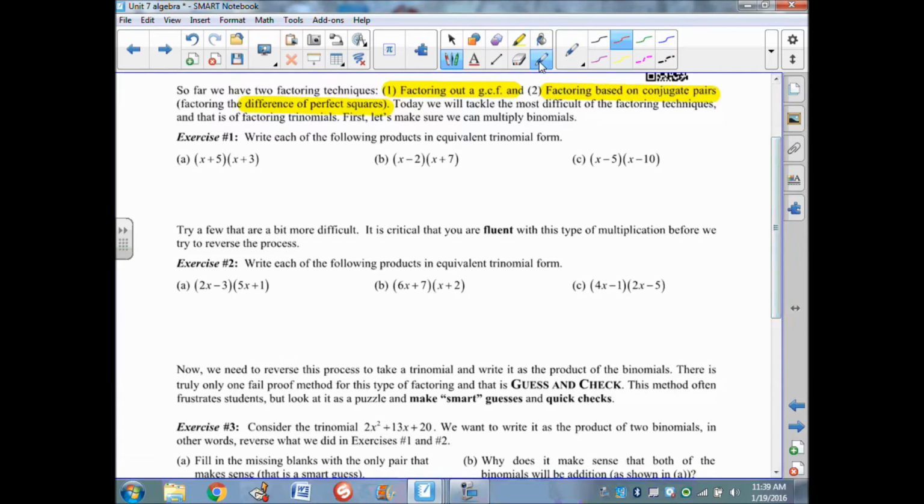In order to be very fluent or really quick with factoring, we need to be able to multiply quickly. We need to be able to do the reverse of it. Let's take a look at letter B and multiply that. So x squared plus 7x, we're just double distributing, minus 2x minus 14. We're combining those 2 linear terms in the middle, plus 5x minus 14.